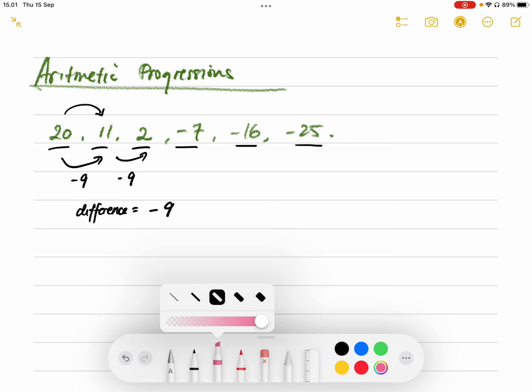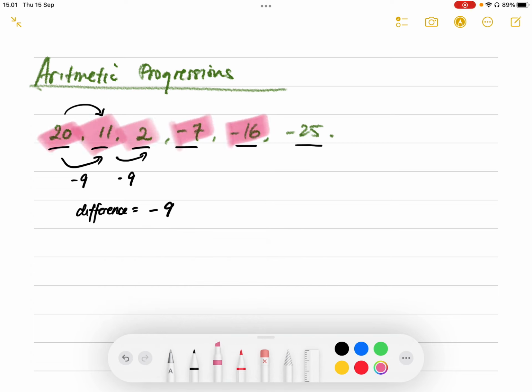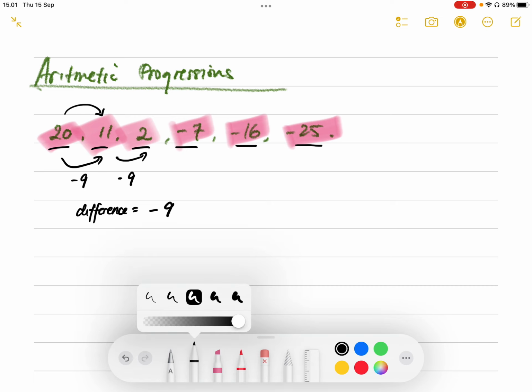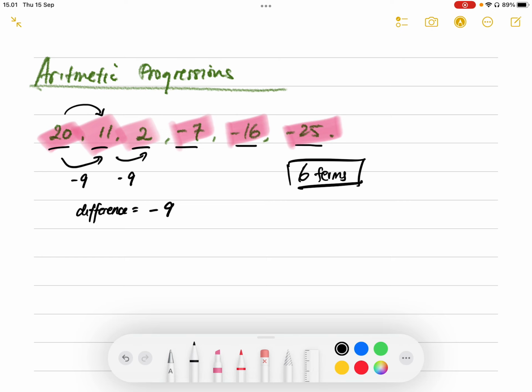Now, how many terms are there? 1, 2, 3, 4, 5, 6. So there are six terms in this number series. This is the first term, A1. This is the second term, A2. This is the third term, A3, A4, A5, and A6. So this one is the sixth term.